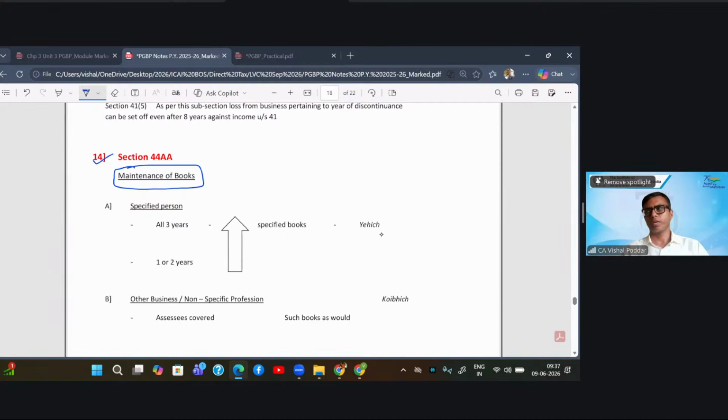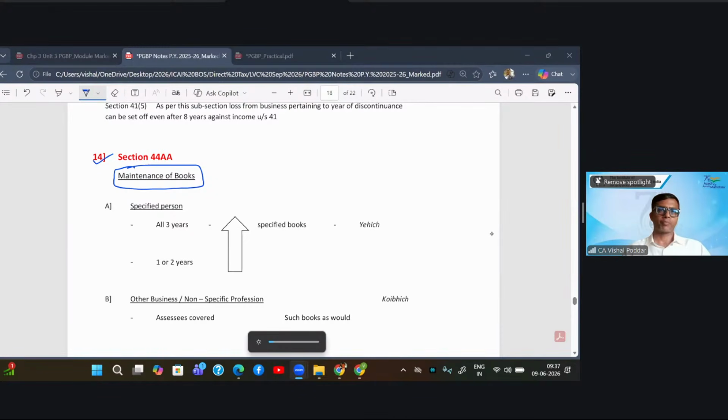Now, we have seen the entire PGBP chapter. We saw there are so many calculations, there are so many allowed, disallowed things that you have to deal with. Now, when is that possible? Only when you maintain proper books of accounts, because only from books of accounts, you will get to know how you have paid the amount, what is the nature of the expense, and then on that basis, you can decide whether it is allowed or disallowed.